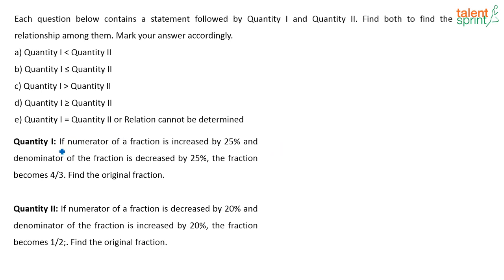What is given here? What is quantity 1? If the numerator of a fraction is increased by 25%. So let us take the fraction to be x by y. I am trying to find out what is quantity 1. The numerator of the fraction is increased by 25%. What is the numerator? The numerator here is x. It is increased by 25%, which means the numerator has become 125 by 100 of x, or 1.25x. I can also say it is nothing but equal to 5 by 4 times x.